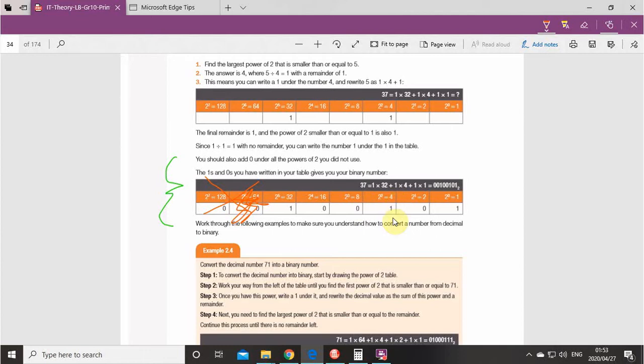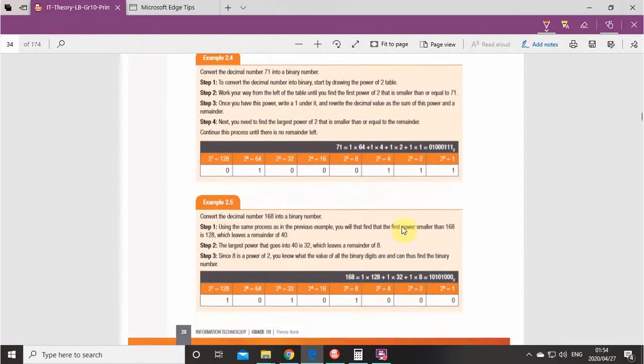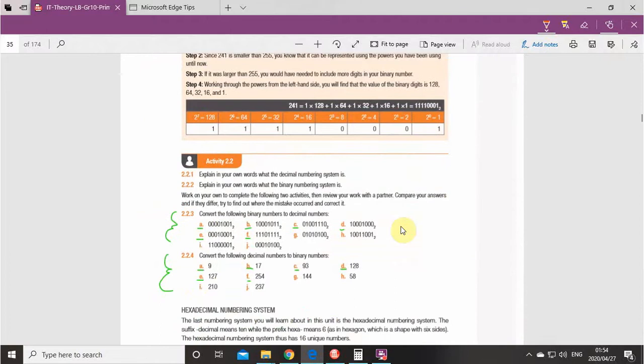So we've got 1 time. 4 can go into 5 one time, and what is left over? 5 minus 4 is 1, so 1 is left over. Then we say, how many times can 2 go into 1? It's 0. Then how many times can 1 go into 1? It can go in 1 time. So that will be our binary, 1 0 0 1 0 1. Okay, quite straightforward. Then for activity 2.2, we can just do 2.2.3 and 2.2.4 A to F.